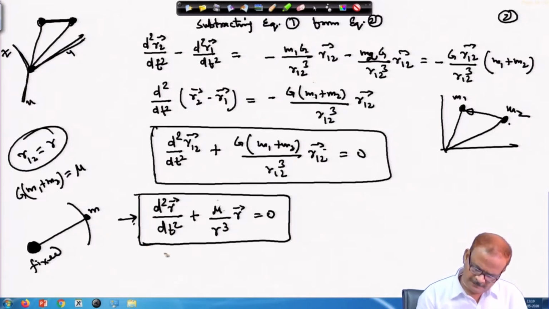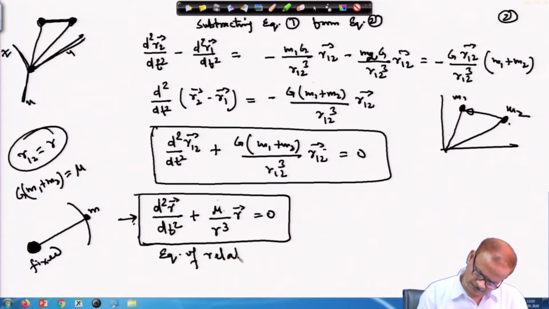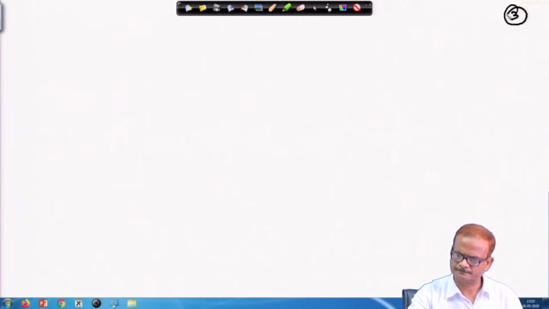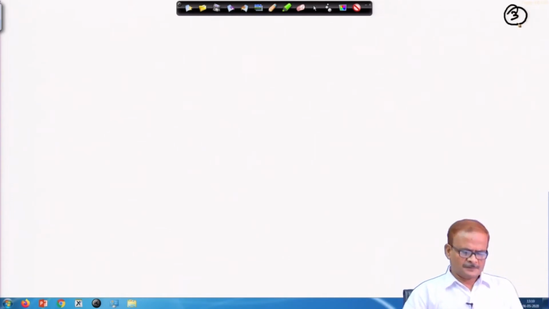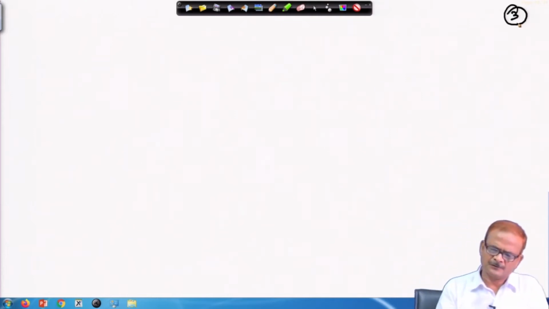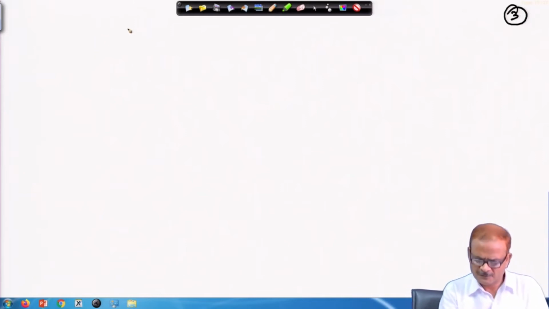So, this is our equation of relative motion. And using this, all the properties we have developed earlier can be developed here also. So, I will quickly do that without discussing much.